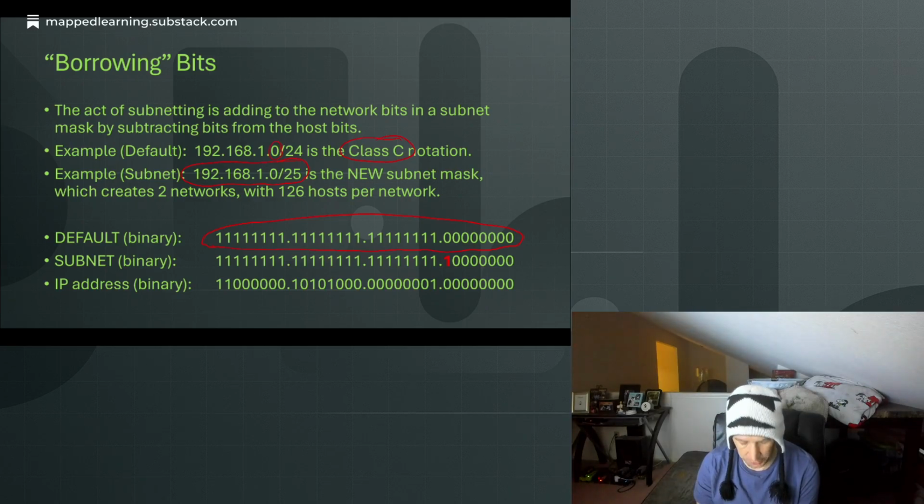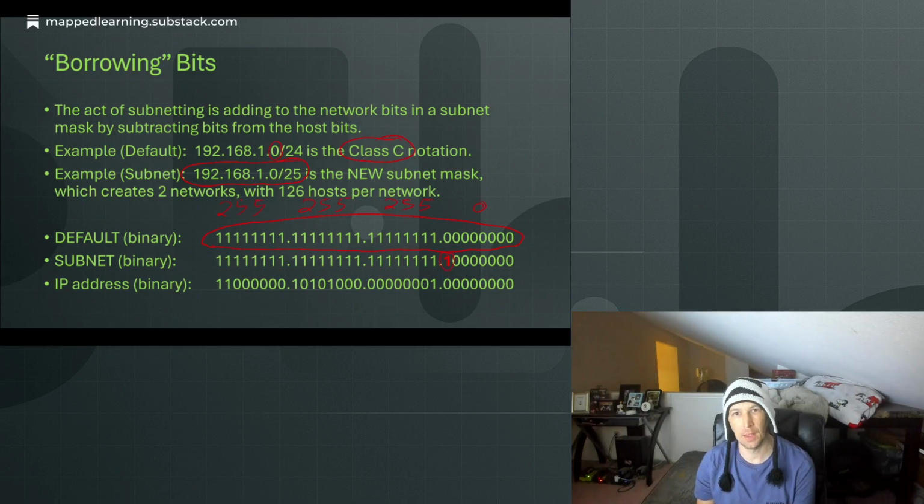Okay, so we know if every bit is turned on in an octet, that means that the decimal number is 255. Okay, so 256 total values with 0 being a number. So it's going to be 255.255.255.0. That is the default subnet mask. Now, when we take the new subnet mask, it's the same thing, but you can see this red bit here is being borrowed from the host.